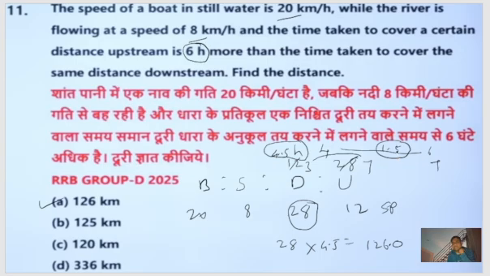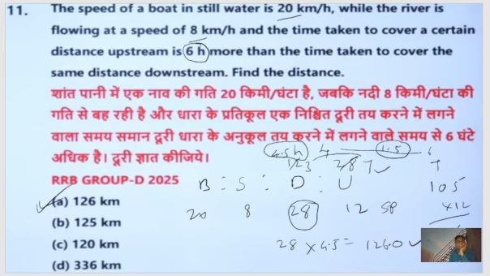Or else you can multiply this 1.5 by the 7, which is the time required for the upstream, and multiply with this 12 km per hour speed, so you get the same answer. It means 1.5 times 7 is 10.5, into 12, which gives 126. So here you can get the same answer. I think it is clear to everyone.